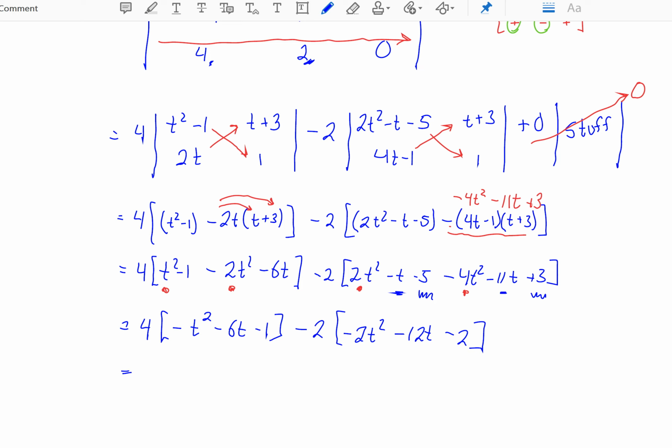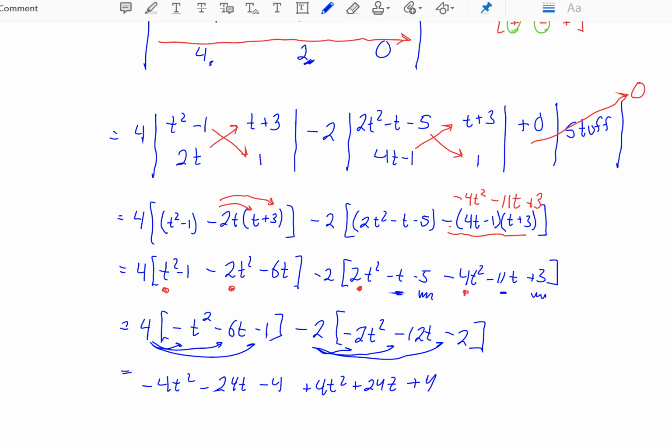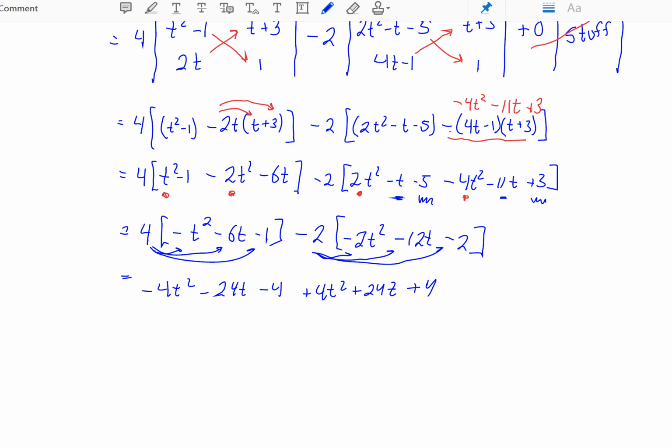Then let's distribute the 4 into the first grouping to get negative 4t squared minus 24t minus 4. And we'll distribute the 2 into our second grouping, to be plus 4t squared plus 24t plus 4. I think what we should notice is that all these terms cancel out and we get 0.